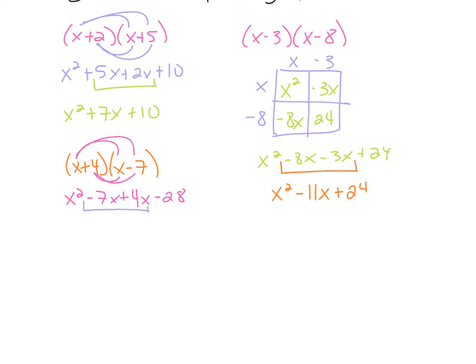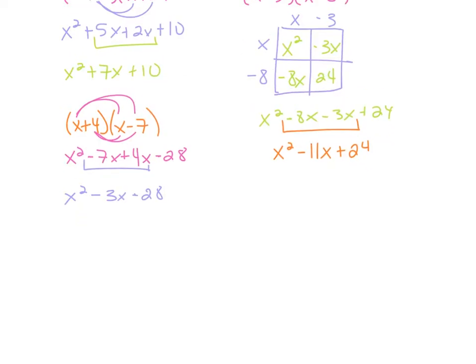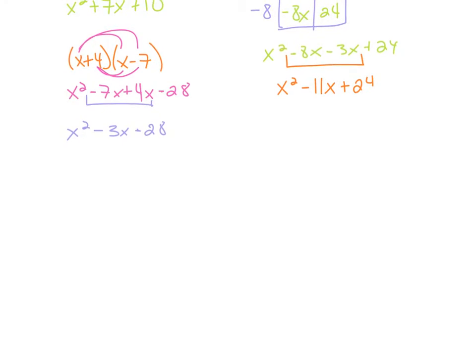Again, combine our like terms. x squared, negative 7 plus 4 is negative 3x, minus 28. Okay, so again, that's a review. We've done that before, but that's going to help us take a look at what we're going to do next year. All right, so now what we're going to be looking at is factoring trinomials.